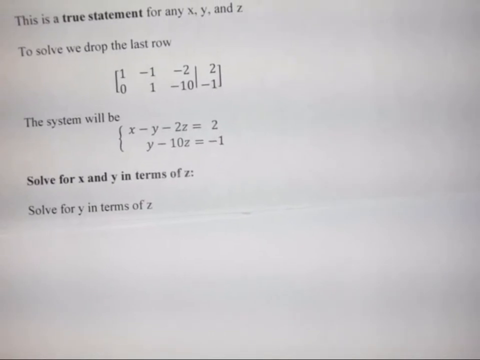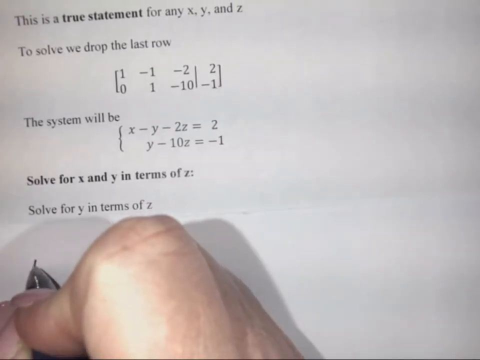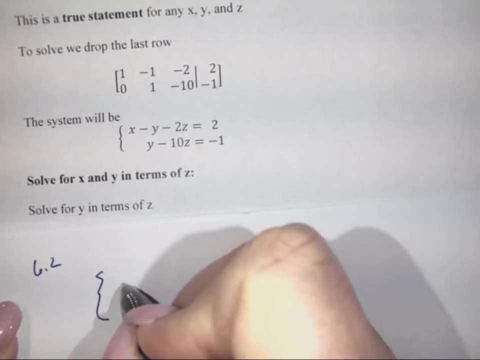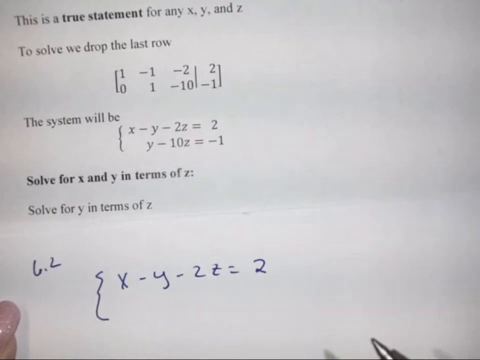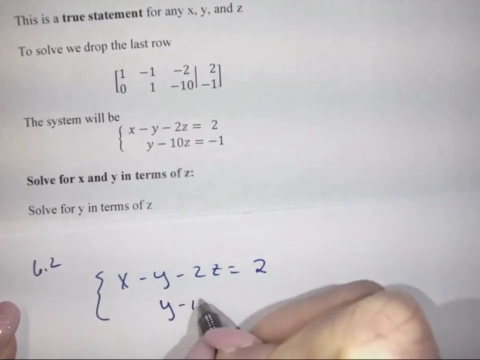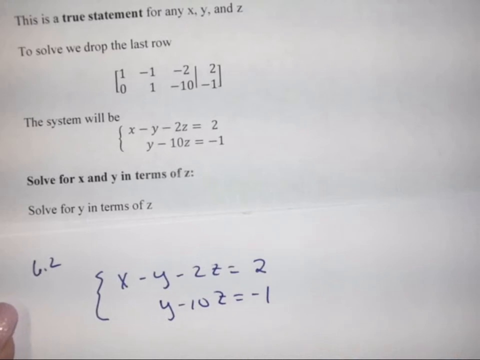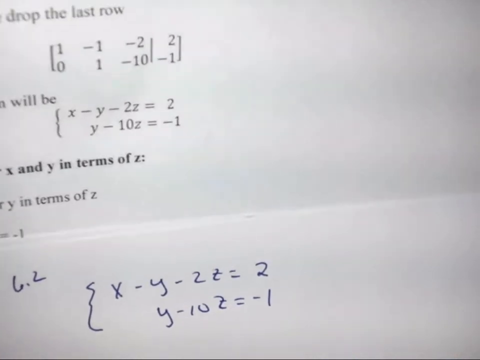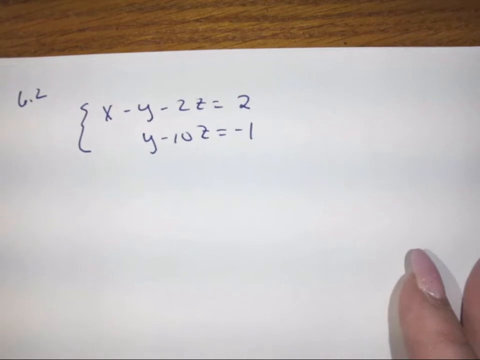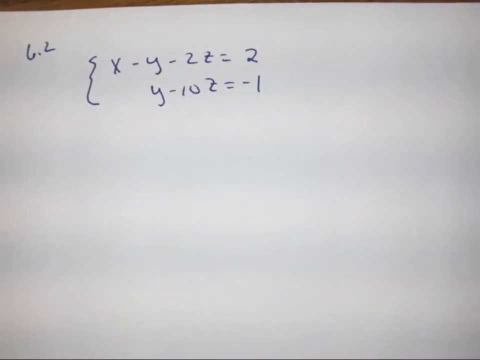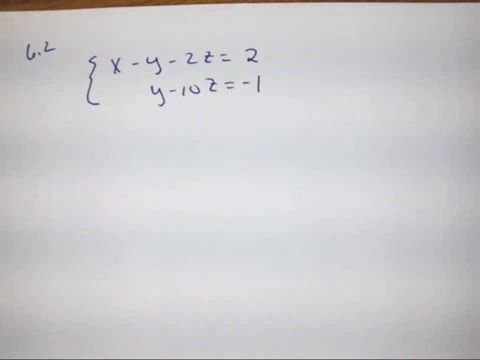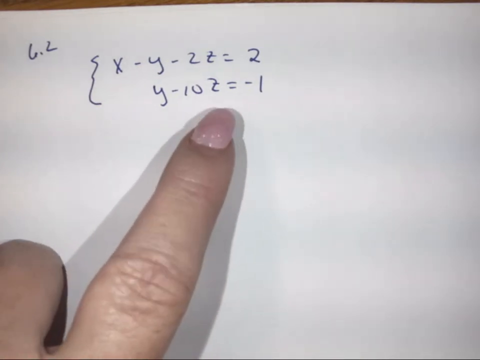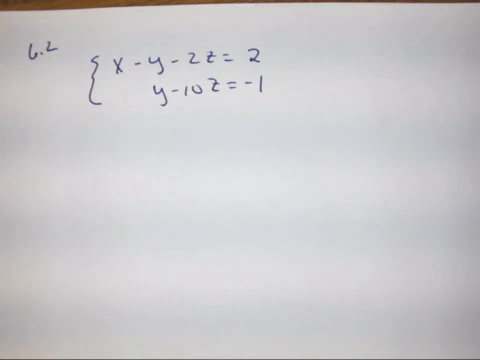So if we have our system, this is 6.2, x minus y minus 2z is equal to 2, and y minus 10z is equal to negative 1. I want to solve in terms of z for each part. So I'm going to take each equation, and I want to solve in terms of z because both equations have a z. They do not both have an x, and z would be our bottom part here. They do both have a y, but we're going to do it in terms of z.